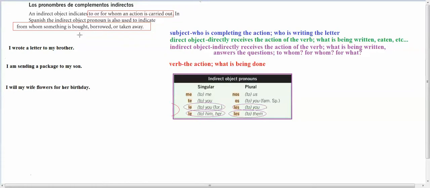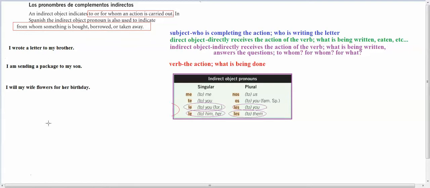Okay, I'm going to talk to you about indirect object pronouns. And first, in order to be able to use the indirect object pronoun, we have to identify the indirect object. An indirect object indicates to whom or for whom an action is carried out. In Spanish, it's also used to indicate from whom something is borrowed or taken away.